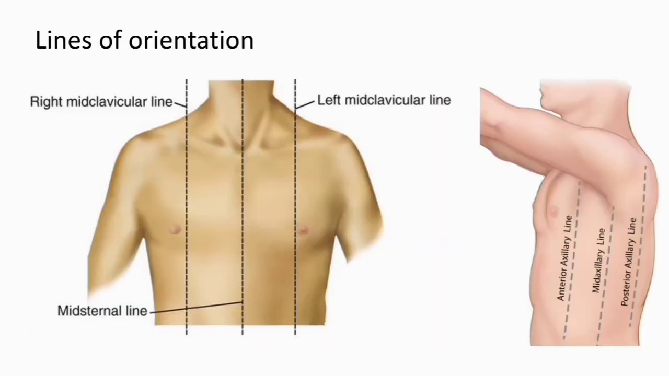Coming to the lines of orientation, these lines are often used to describe the surface features of the pectoral region. First, the mid-sternal line. It runs vertically downwards in the median plane in front of the sternum. Next, the mid-clavicular lines, the left and right mid-clavicular lines. They run vertically from the midpoint of clavicle to the midinguinal point below. Next, the anterior and posterior axillary lines. They run vertically from the anterior and posterior axillary folds respectively, and the mid-axillary line, which runs vertically downwards midway between the anterior and posterior axillary folds.